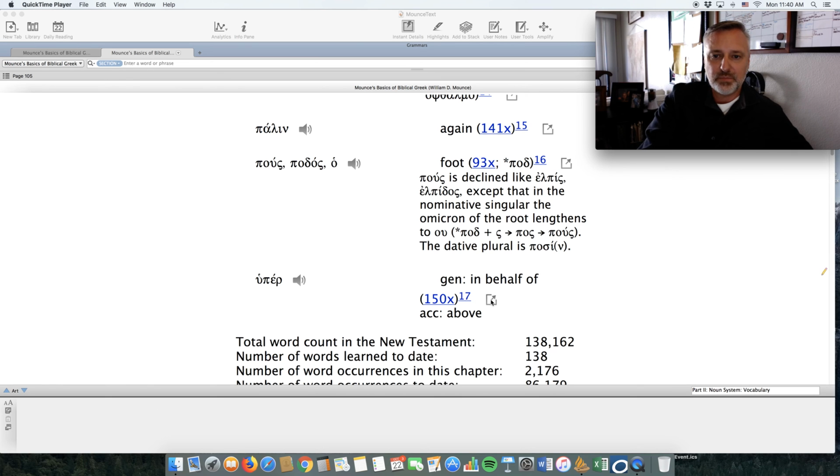Huper means in behalf of, and a lot of times this is used in terms of substitutionary atonement. Christ died huper humon, or huper hemon, that Christ died for us, on behalf of us. But another way to remember this, huper in the accusative means above, and sometimes people remember this because you have hoop hair above your head if you have a hoop. All right, hoop hair. There you go.